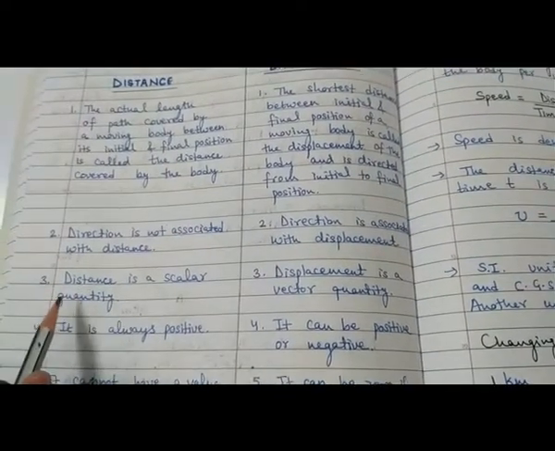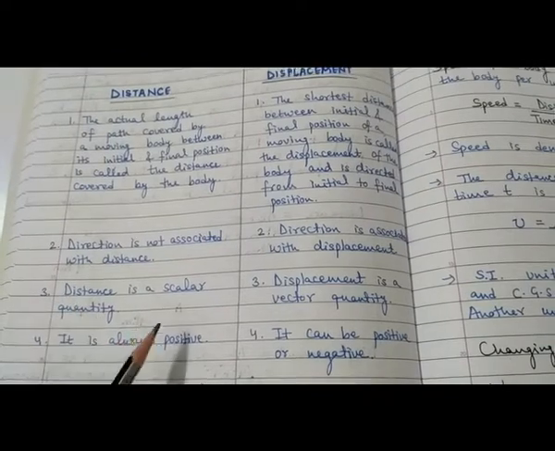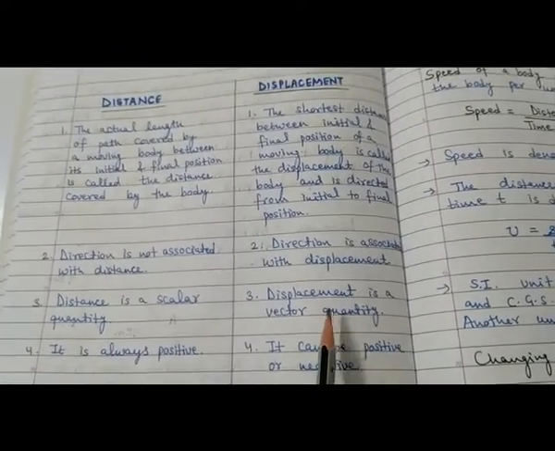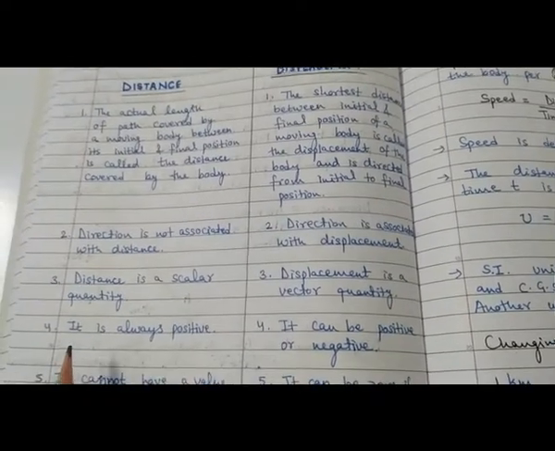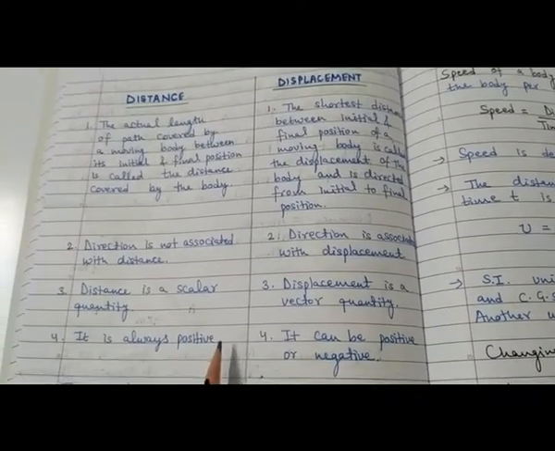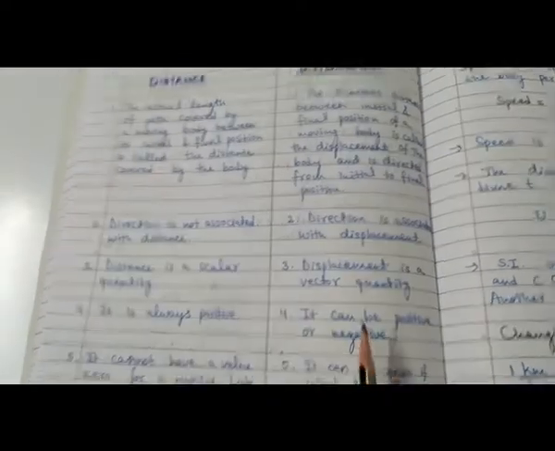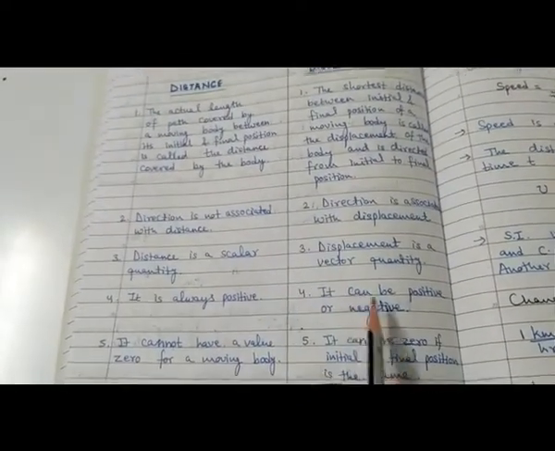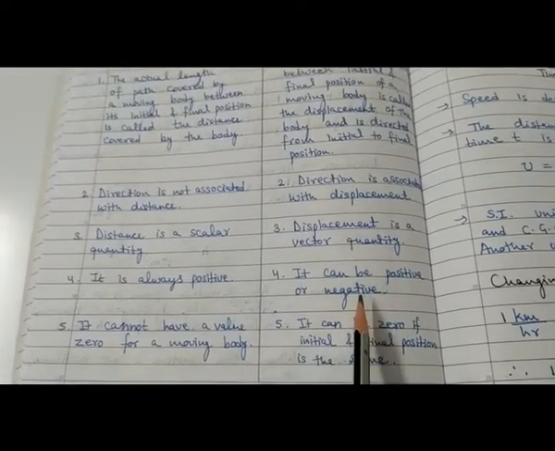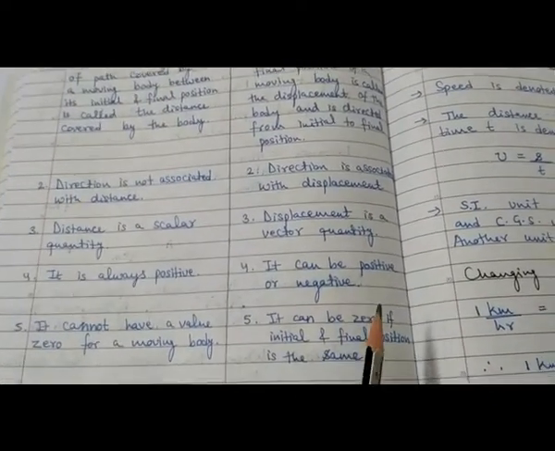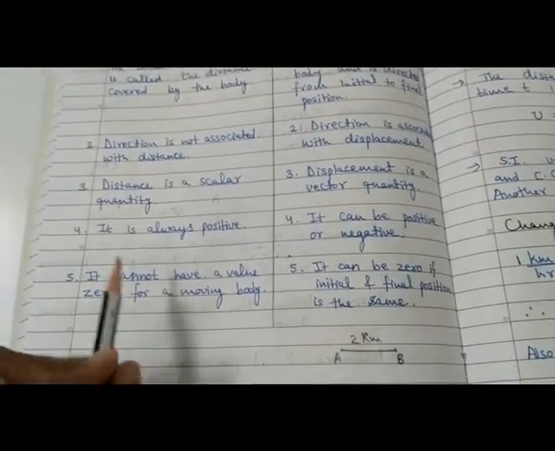Okay. Now here distance is a scalar quantity. Displacement is a vector quantity. Distance will always be positive. But the displacement can be positive or negative depending on the direction of the movement.